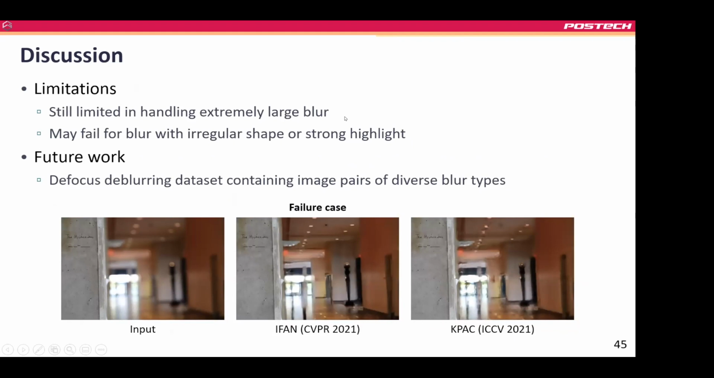Even though we proposed two new techniques for defocus deblurring, we still have some limitations. Here, this part is kind of a saturation, the overexposed part. And also here we have some different shapes of defocus blur. In those cases, irregular shapes or strong highlights may be difficult for our defocus deblur technique.